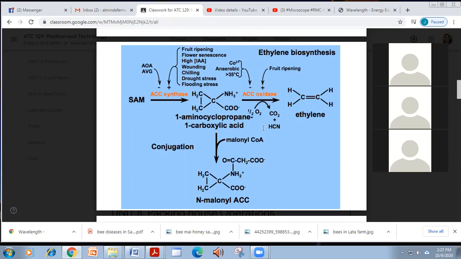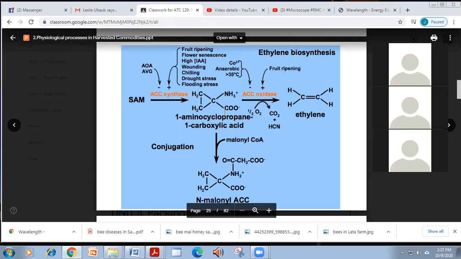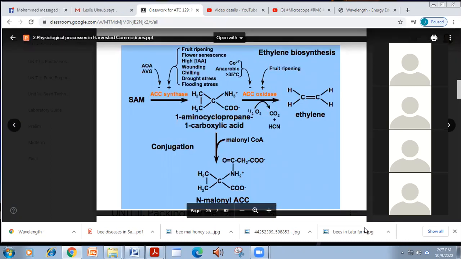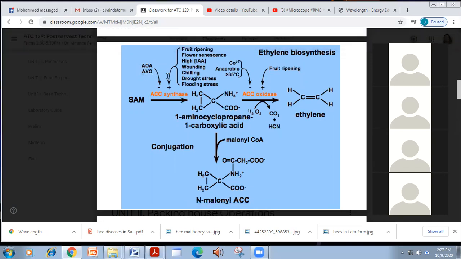But for the sake of this discussion and for learning purposes, it is best to spell them out, especially the first time. And I have heard some of you say it's your first time to hear even the word ethylene, so much more for AOA or AVG.